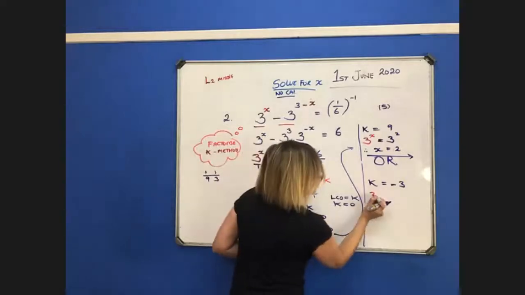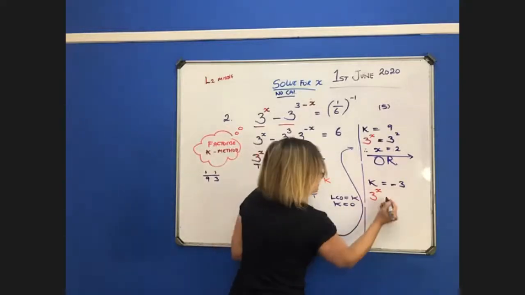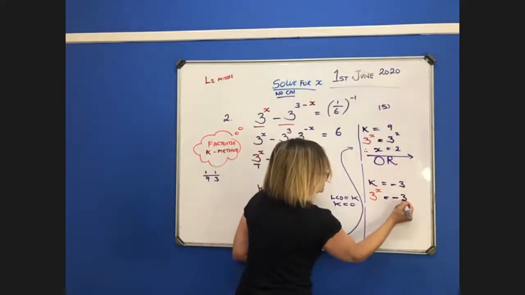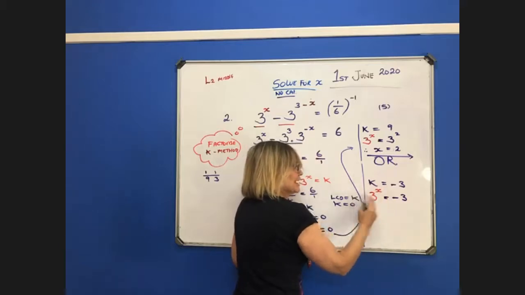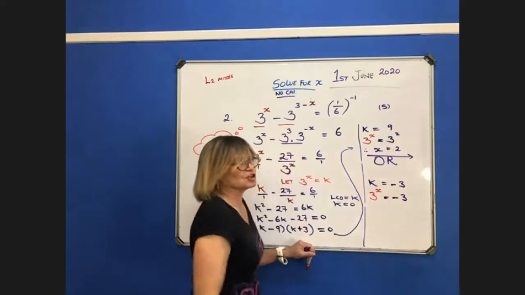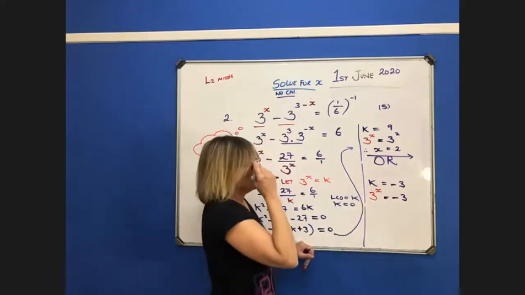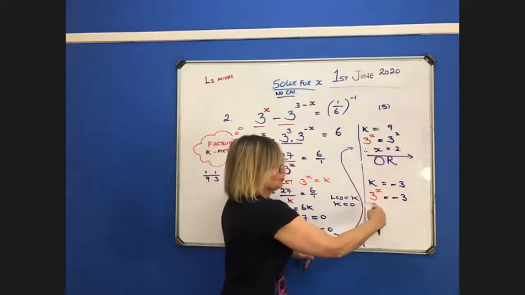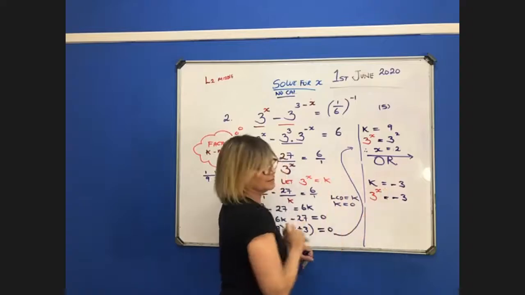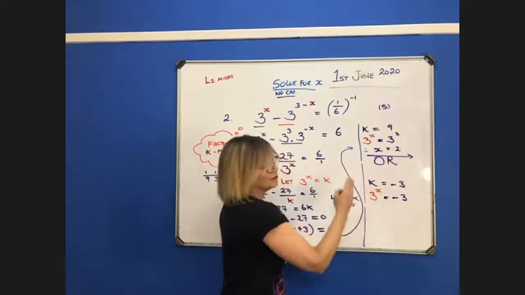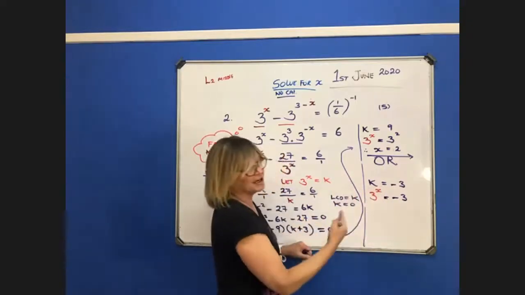So you've got your 3 to the x equals negative 3. Remember, you can never have any base to x that equals a negative number. I've said this before. If x was 0, 3 to the 0 is 1. If x is 1, you get 3. If x is 2, you get 9.